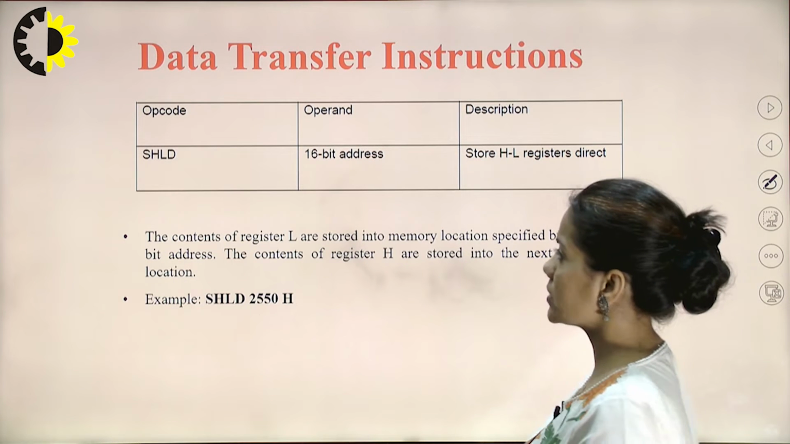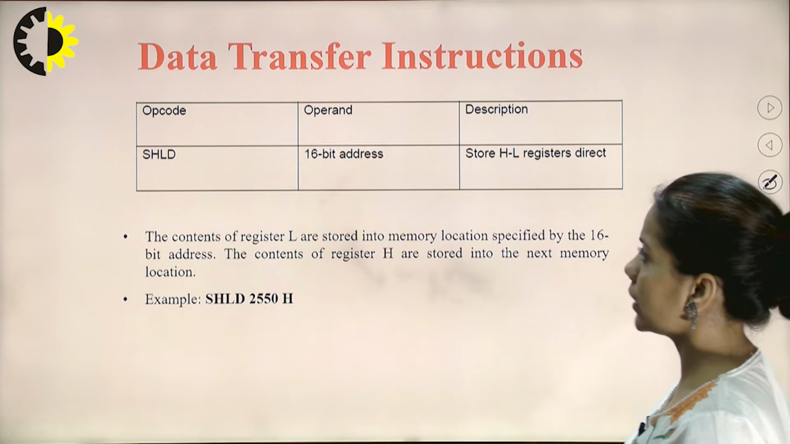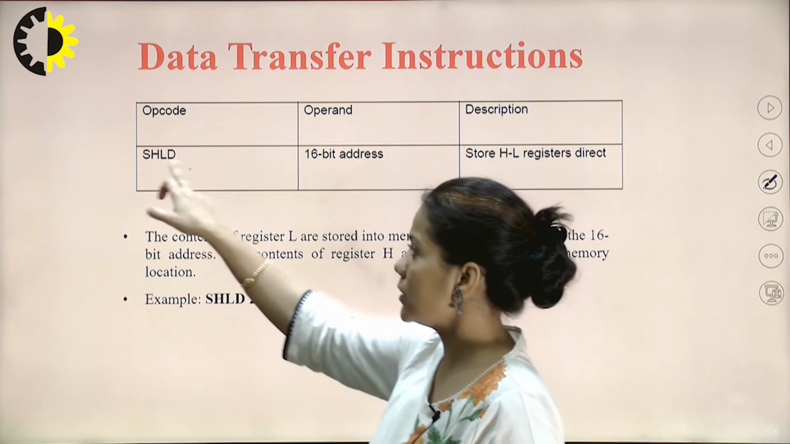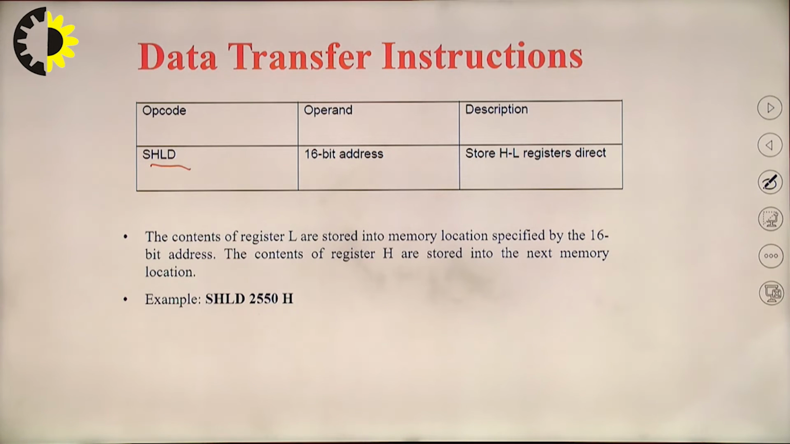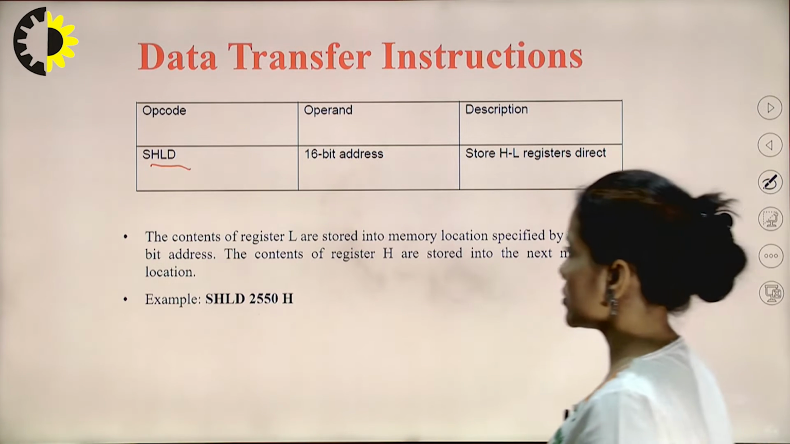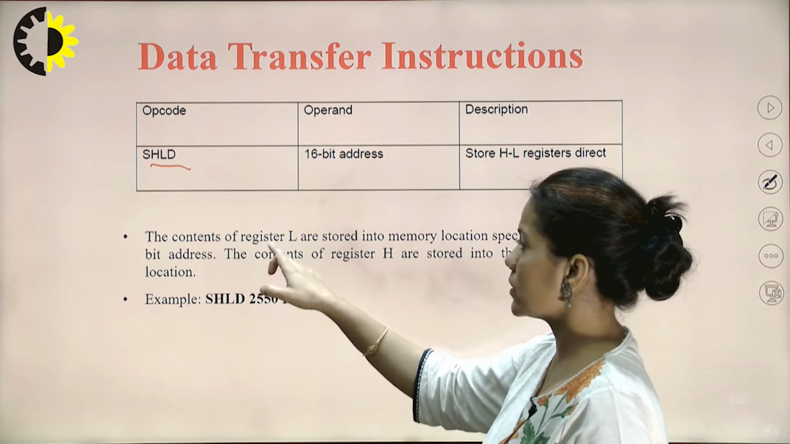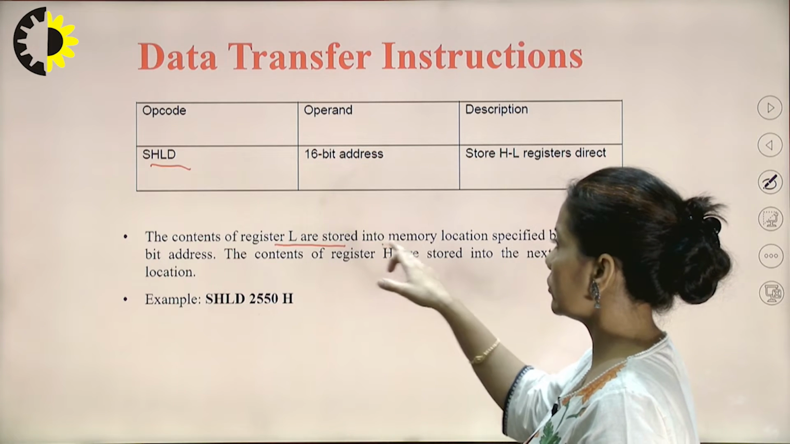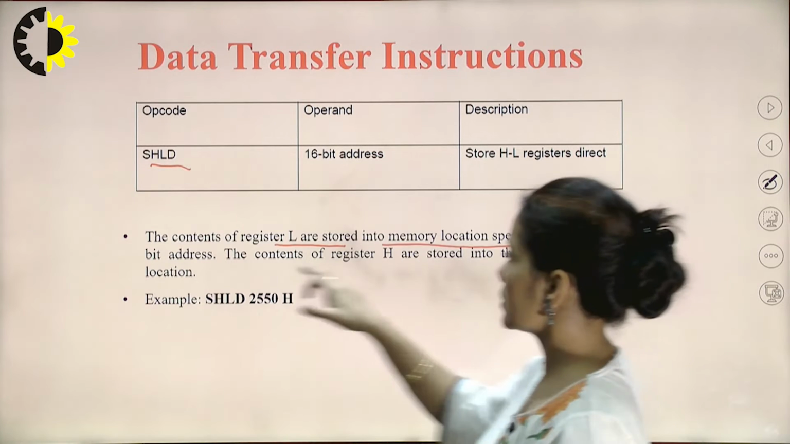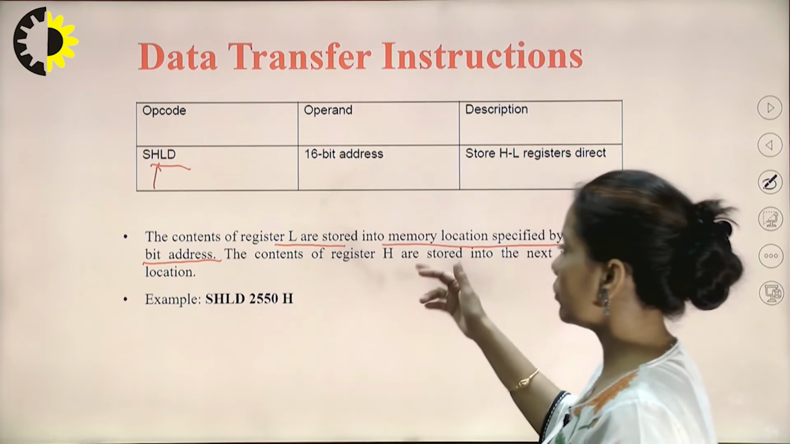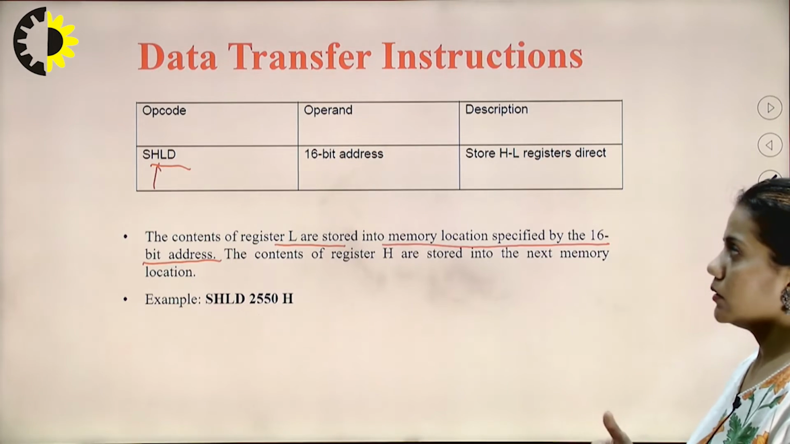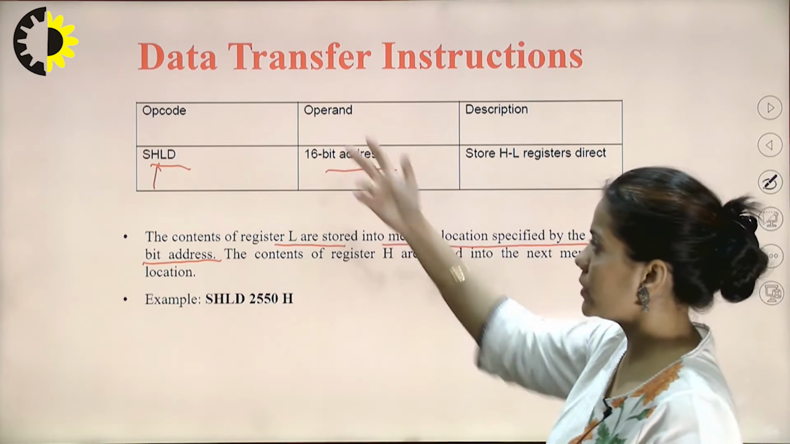Another interesting instruction under this category, that is data transfer instruction, is SHLD, that is store the HL register pair directly into the 16-bit address mentioned here. It means the contents of the register L are stored to the memory location specified by the 16-bit address, and the contents of H will be stored at the memory location above this address.